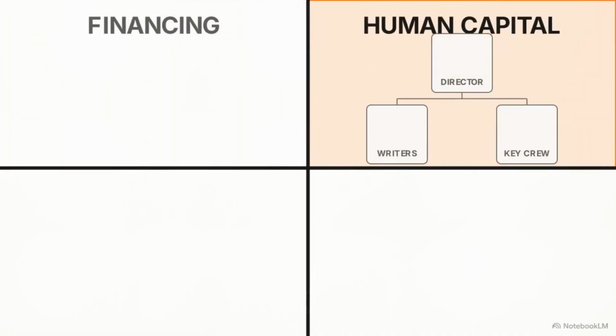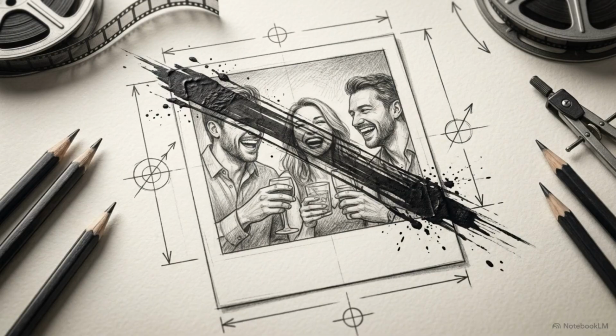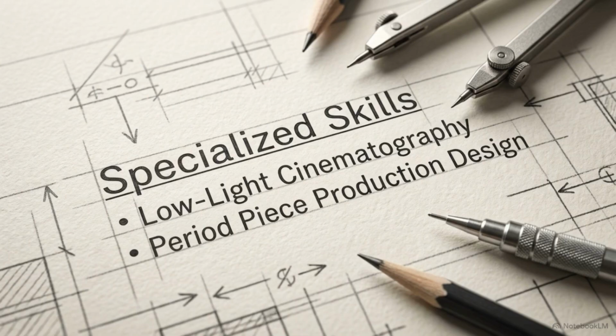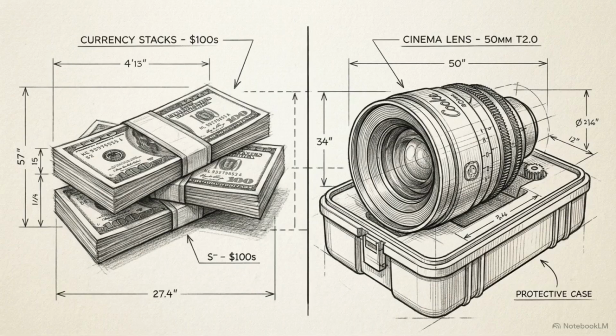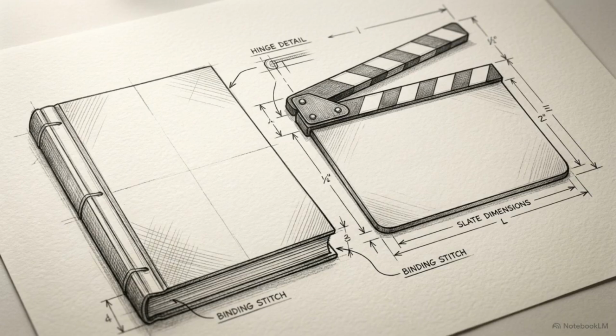Next, move to Quadrant 2, creative development. This is where you list the personnel required to make the film: your director, writers, and key crew members. Be objective here. Do not just list your friends. Write down the specific professional skills your script actually demands, like a cinematographer experienced in low-light shooting, or a production designer who knows period pieces. Capital and talent are the raw materials of production. Until you lock down both the money and the crew, your film remains a theoretical concept.